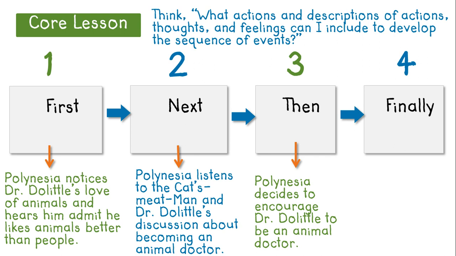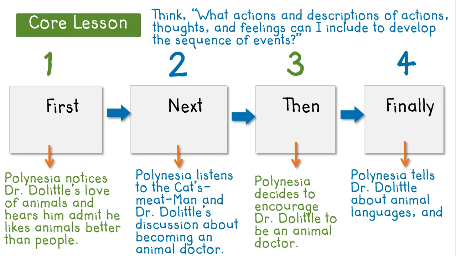And finally, we know that Polynesia tells Dr. Doolittle about animal languages, and that he ultimately does decide to be an animal doctor. So let's put that down for our fourth box. Polynesia tells Dr. Doolittle about animal languages, and he decides to become an animal doctor.